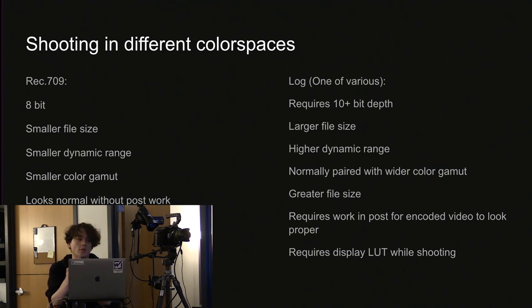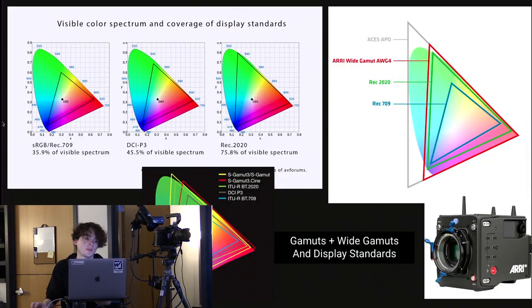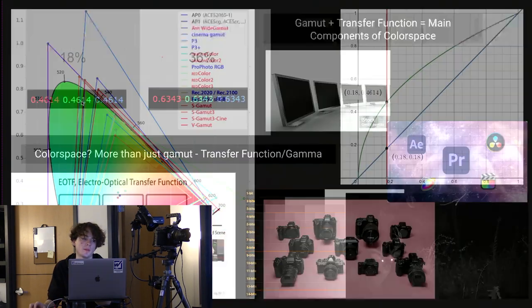So let's think about it. Rec 709 video is 8-bit, so we get a smaller file size. We don't have to spend as much money on our disks, and we don't have to wait as much time transferring. But we get a smaller dynamic range, and because of the triangle we talked about for Rec 709 and sRGB, it's a smaller gamut of colors.